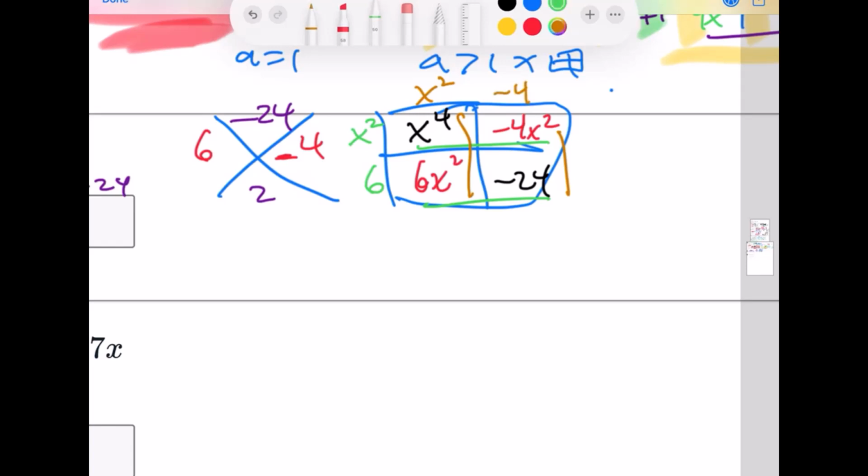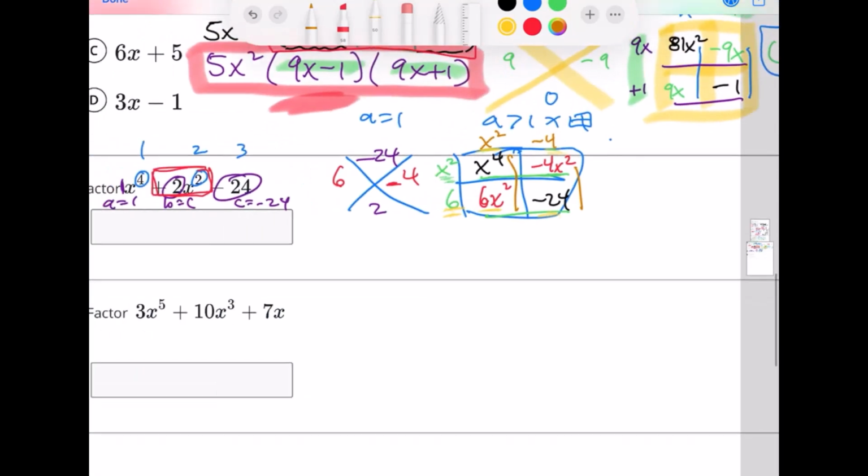All right, let's double check our answer here. X squared times x squared equals x to the fourth. X squared times negative 4 is negative 4x squared. X squared times 6 gives us 6x squared, and 6 times negative 4 gives me negative 24.